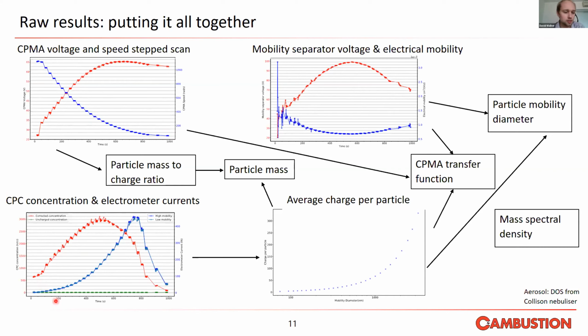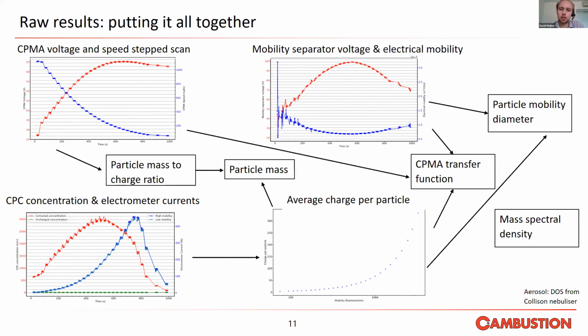Now what I didn't mention earlier about the mobility separator is those two electrometers are used to control the rod voltage to give you equal current in both electrometers, maintaining good signal to noise ratio. That's just done by a simple PI feedback loop. And you can see they're well in control all the way across there. There's also some uncharged particles measured down the bottom, and those are insignificant.